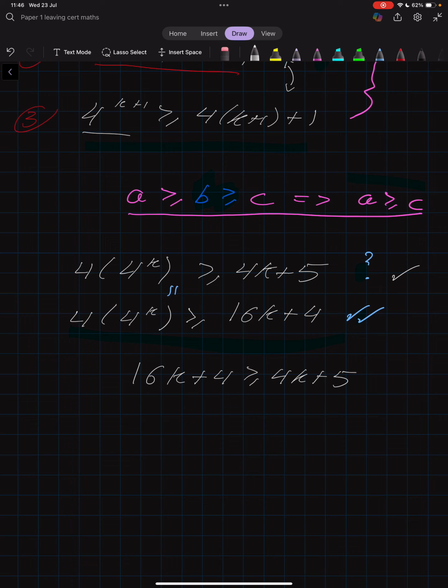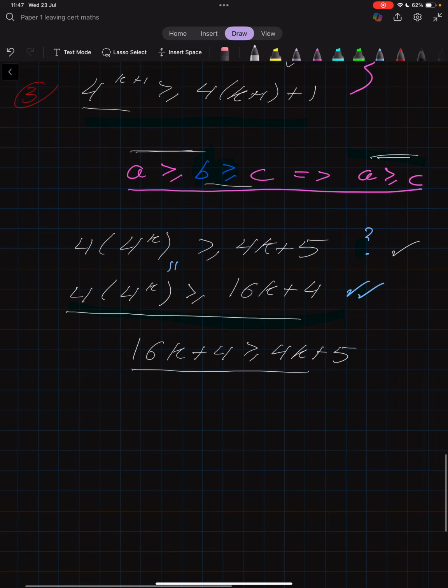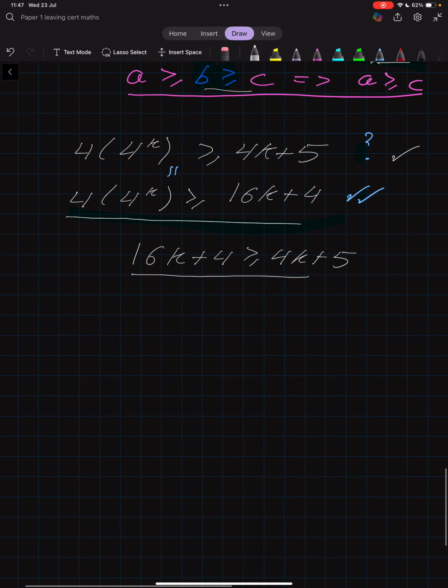Okay, so again, hopefully that makes sense. But just think about it. I know this is true, so I know that A is bigger than B. If I can show that B is greater than C, then I've shown that A is greater than C. Okay, so that's the logic that I'm using here. So I get this inequality, and if I solve it, I get that 12k has to be greater than or equal to 1, which is true.